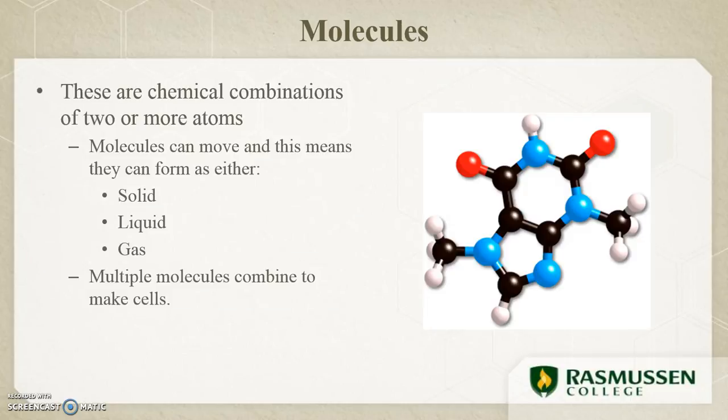Next, we have molecules, and molecules are chemical combinations of two or more atoms. The one that people think of right away is going to be like H2O. It's 2 parts hydrogen to 1 part oxygen. Molecules can move, and this means that they can form into either solids, liquids, or gases. And I like to use water here as my example of a molecule, which is made up of 2 or more atoms. And water can be a solid, a liquid, and a gas.